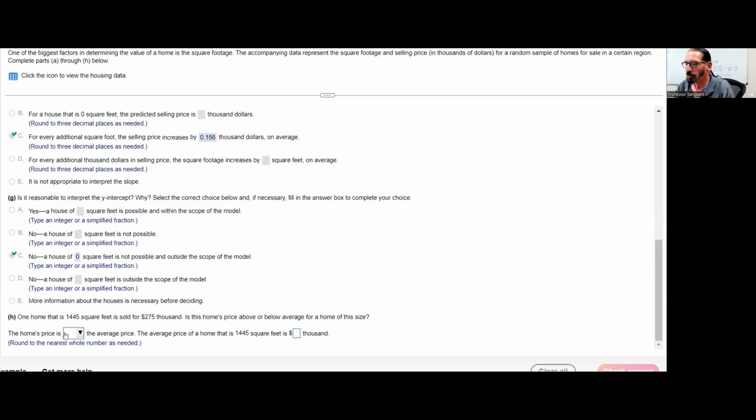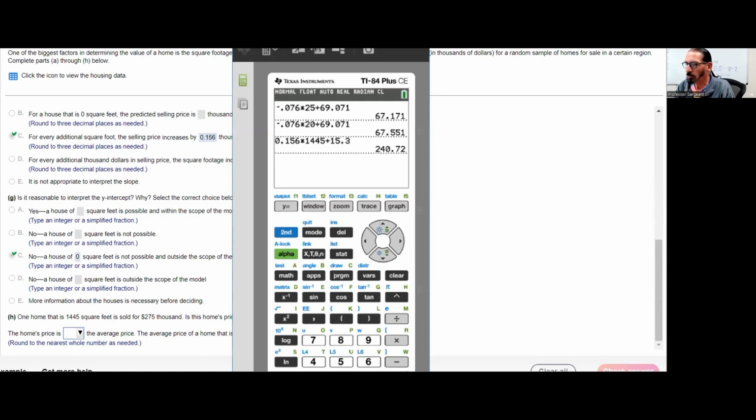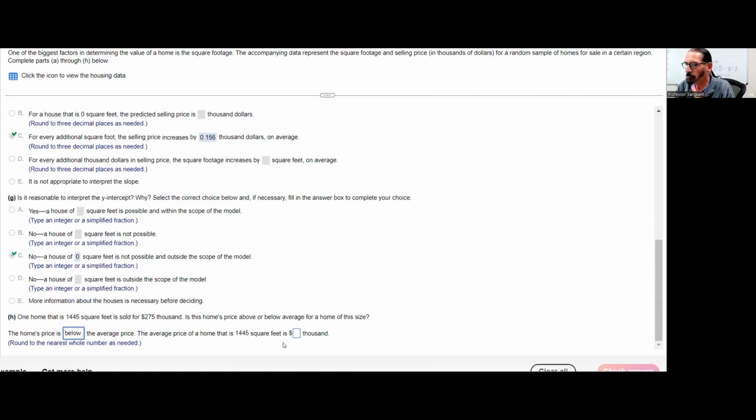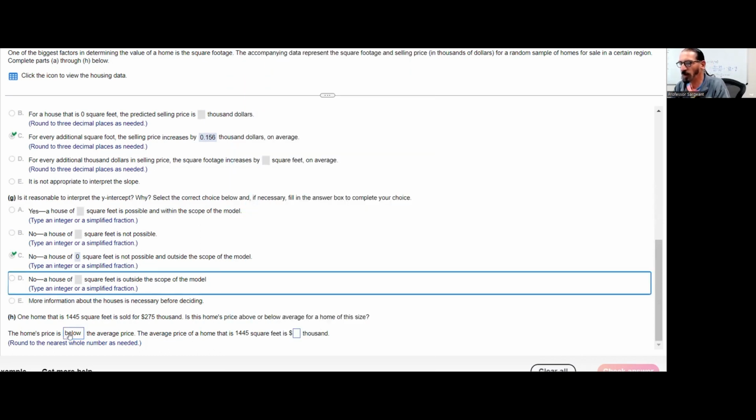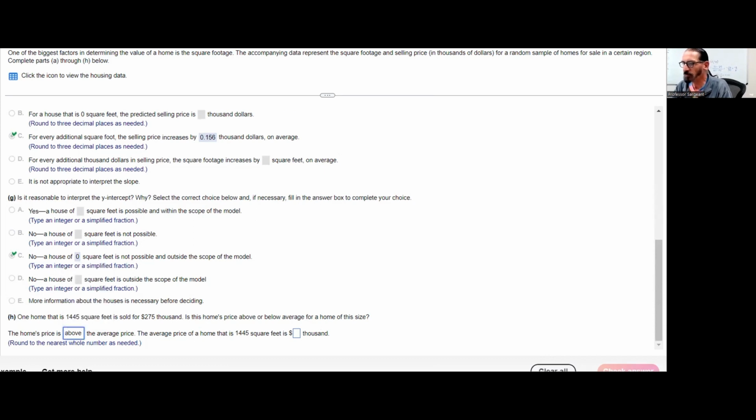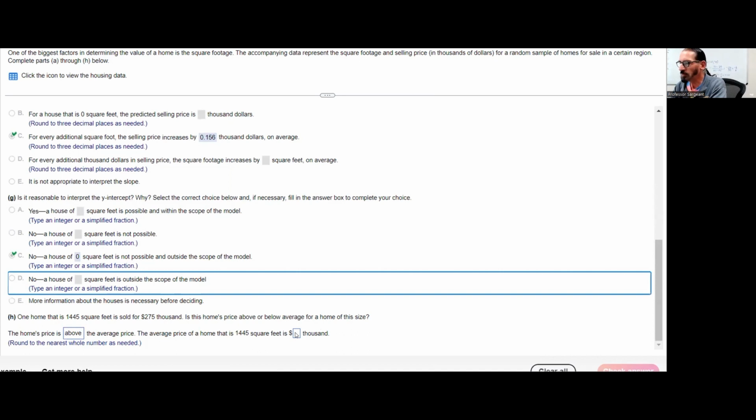Home's price is the, okay, let's see. 240.72 is below 275. The average price of the home, that would be the 240.7. Oh, it's higher. 275 is higher than 240.72.